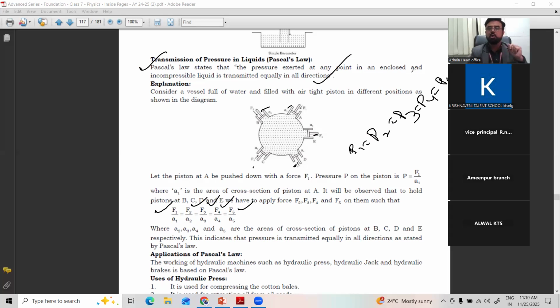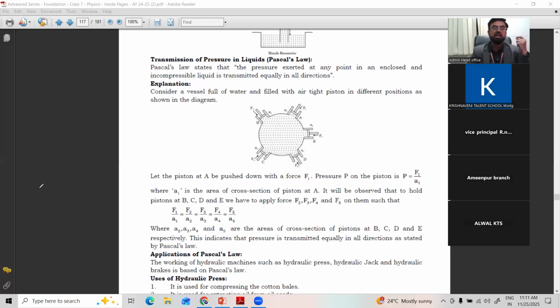See, if you want, you can take one balloon, fill it with water and make holes at various points. All the water will come out through the balloon with the same pressure. That is called Pascal's law, which explains the transmission of pressure in liquids. It says that the pressure exerted at any point in an enclosed and incompressible liquid is transmitted equally in all directions.